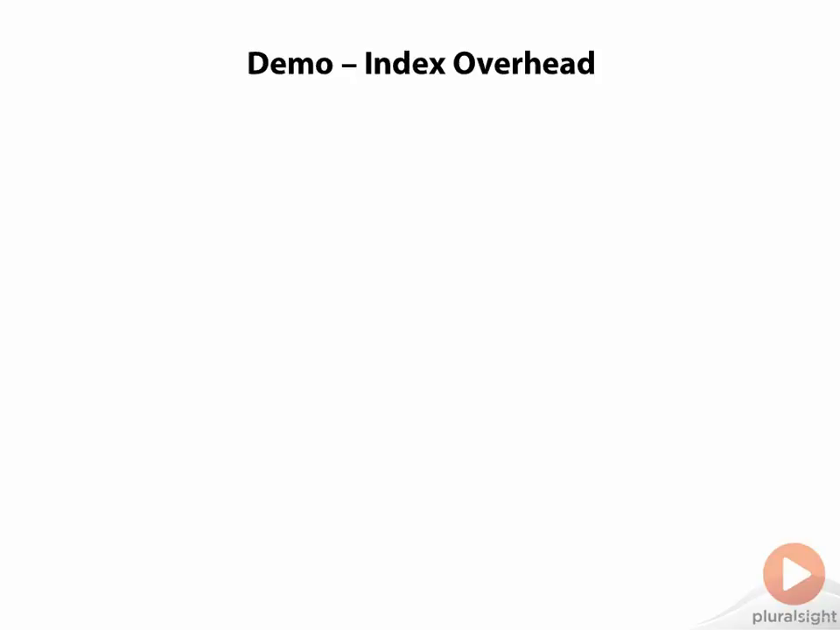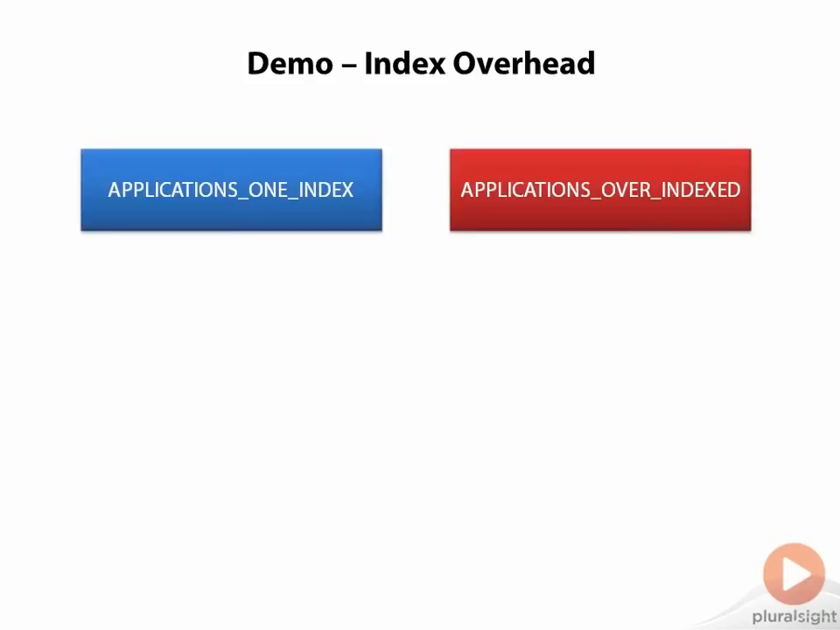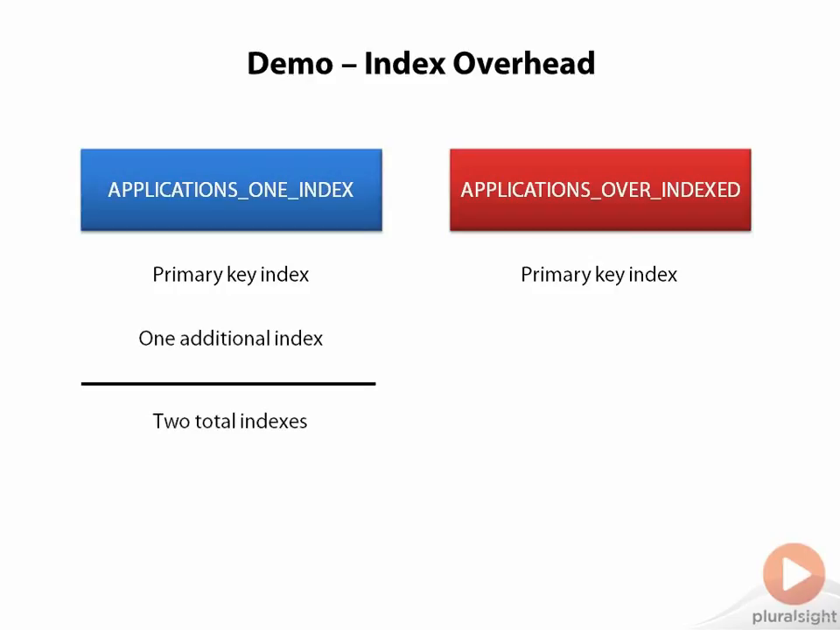Let's do a brief demonstration to see what the impact of index overhead is as we add more indexes to a table. I have two tables in Oracle, Applications 1 Index and Applications Over Indexed. Both of these tables have a primary key, so that is one index for each. Then, on the Applications 1 Index table, I have one additional index, so that's two indexes total.